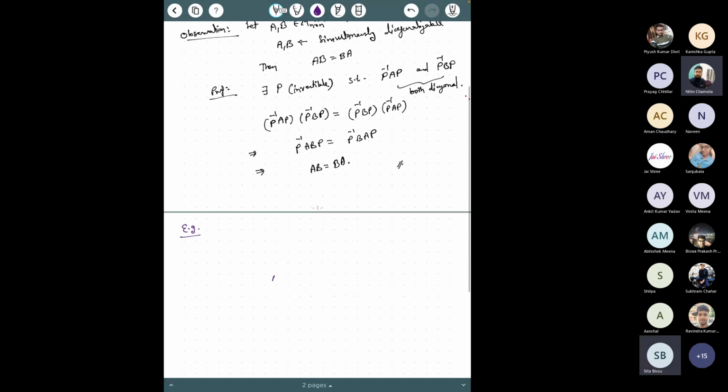If A and B are diagonalizable, is the converse also true? In general it is not true. Can you give an example?